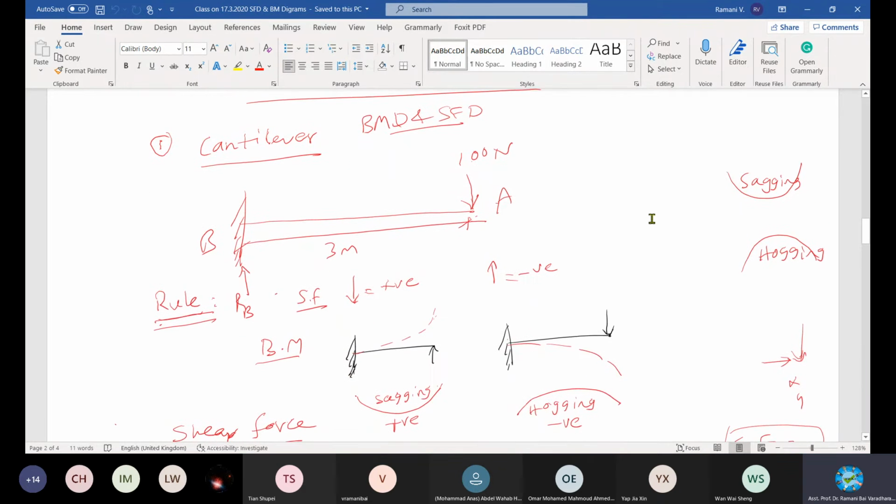Coming to this, I already explained to you, you may have to take this as hogging and this as sagging. A sag is like a bag that can contain something. Sagging means a convex type. This is concave, convex.